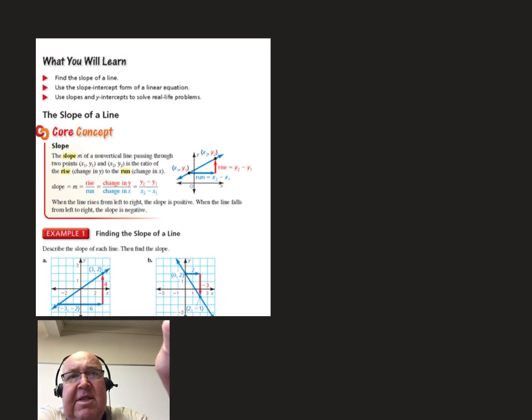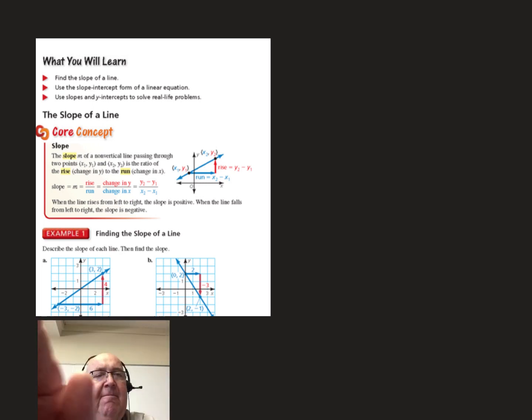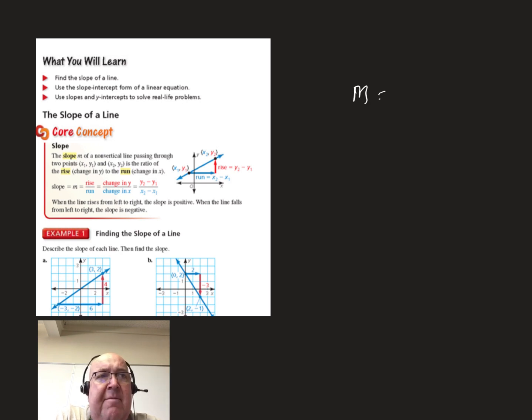So let's talk about this thing called slope. Slope has a lot of different names that it goes by. Slope can be called the change in y over the change in x. It could be called rise over run. It could be using the slope formula, y2 minus y1 over x2 minus x1. But basically, we're going to use the idea of vertical change. So slope is also abbreviated as m.